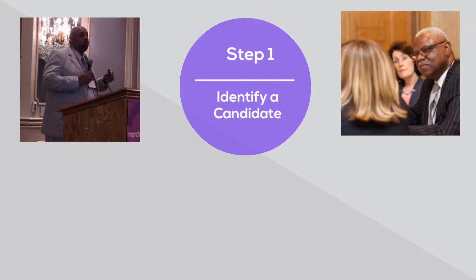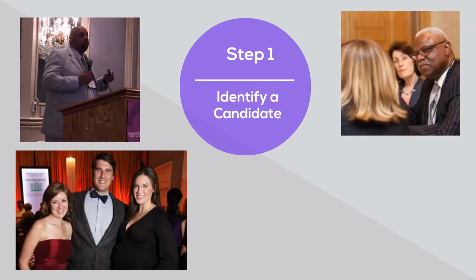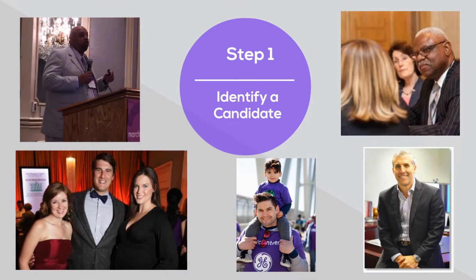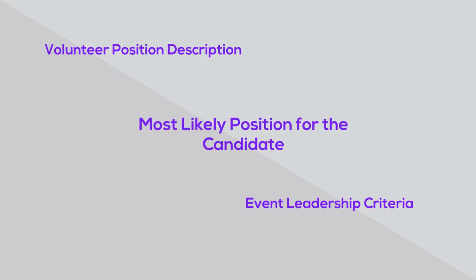As we've said before, prospecting is a year-round process, so we have to be ready when a board member or staff identifies a prospective candidate for a volunteer leadership role on the market board or for an event chair, such as for March for Babies or Signature Chef's auction. Using the board member position description and/or event leadership criteria, the first step is to identify the most likely position for the candidate.